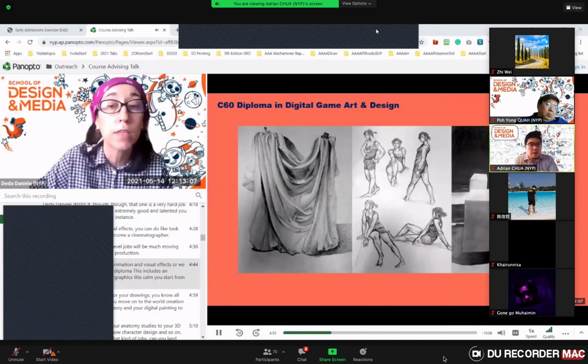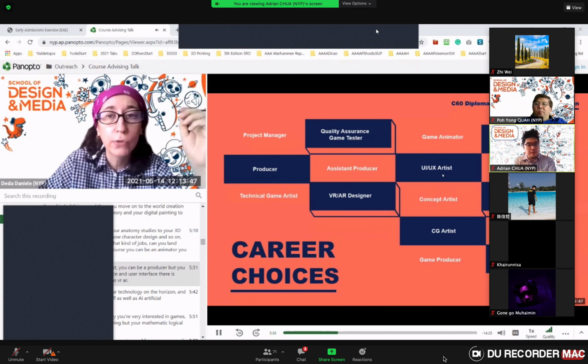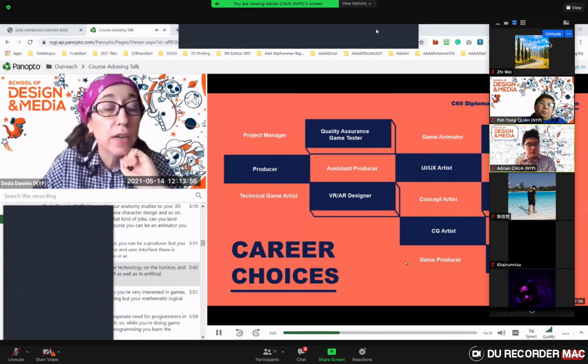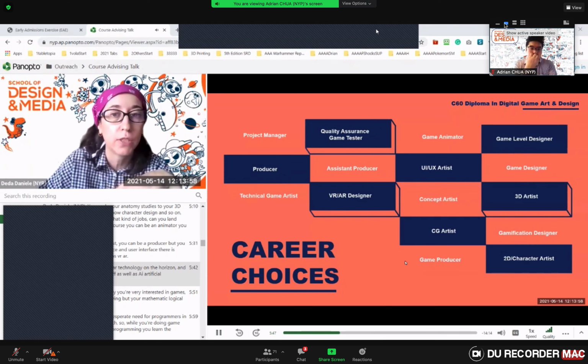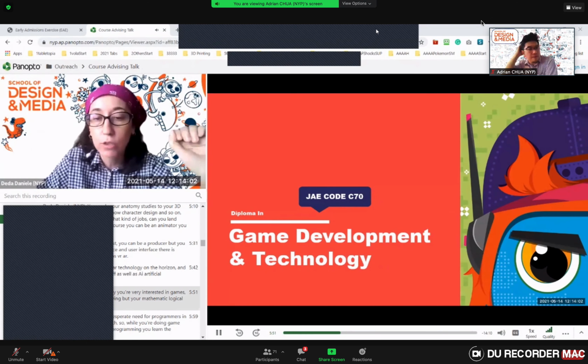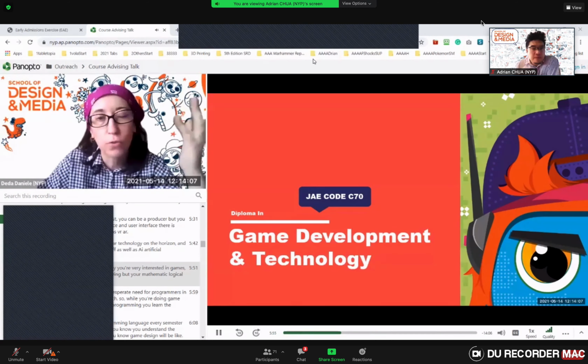Of course, you can be an animator, you can be a concept artist, you can be a 3D artist, you can be a producer, but you see there's a lot of user experience and user interface that is coming into the picture, as well as VR and AR technology on the horizon, and we do teach you that kind of stuff, as well as AI, artificial intelligence.